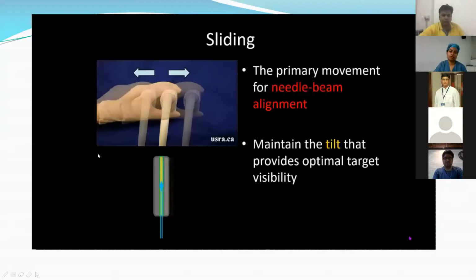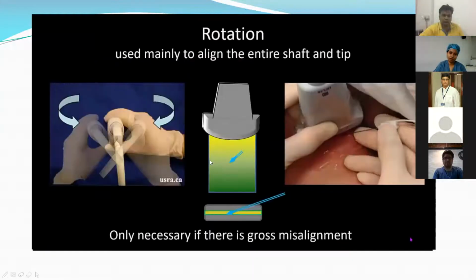The beam falling. So we have to use this maneuver to bring it in line with the beam. Then we can use rotation if there is gross misalignment of the needle. Then we can use rotation to bring that in line.